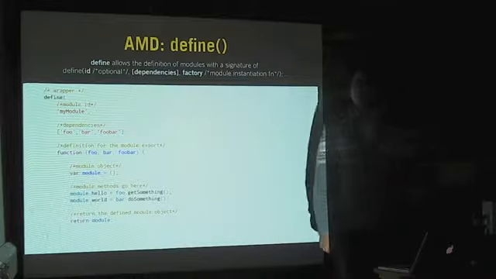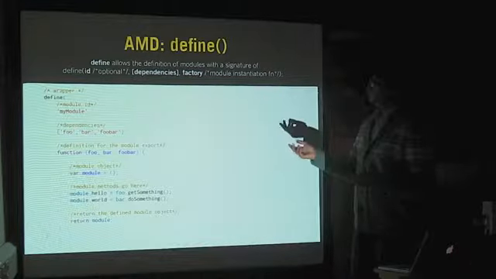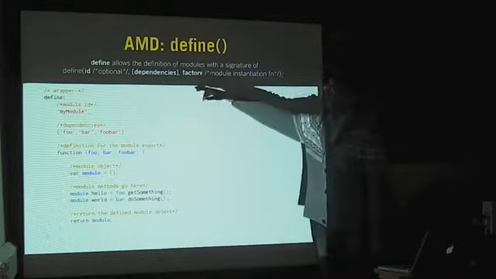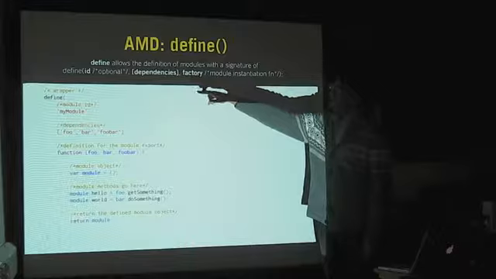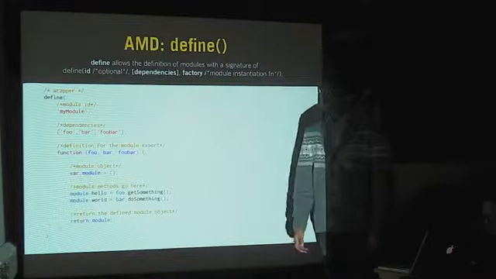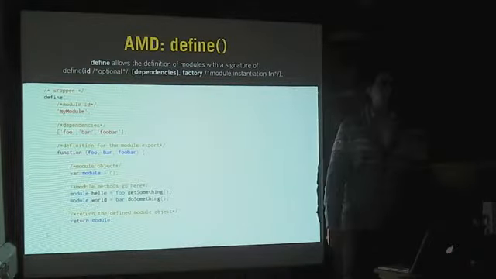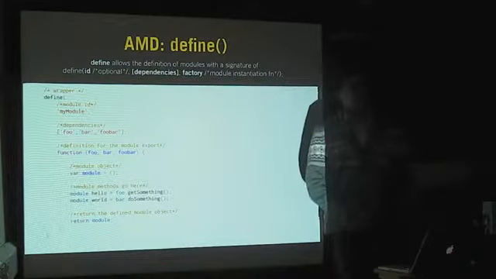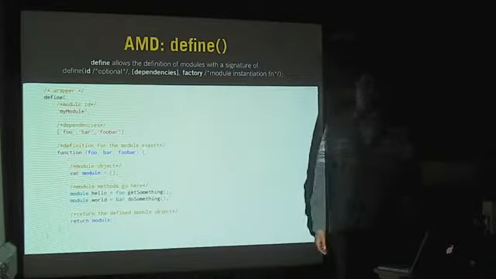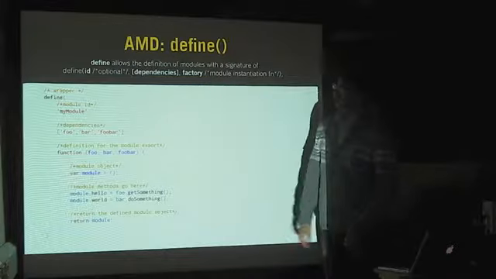So AMD has 2 major concepts. It's got a concept of a define, which allows you to define new modules. And this is the signature for it. So what you'll see is a define ID, dependencies, and then a factory function for defining your actual module. Now if you don't supply an ID, that's going to create an anonymous module. You can create named modules if you want. It's not necessarily advocated as best practice. But I'm going to include a module ID just to show you how this works.